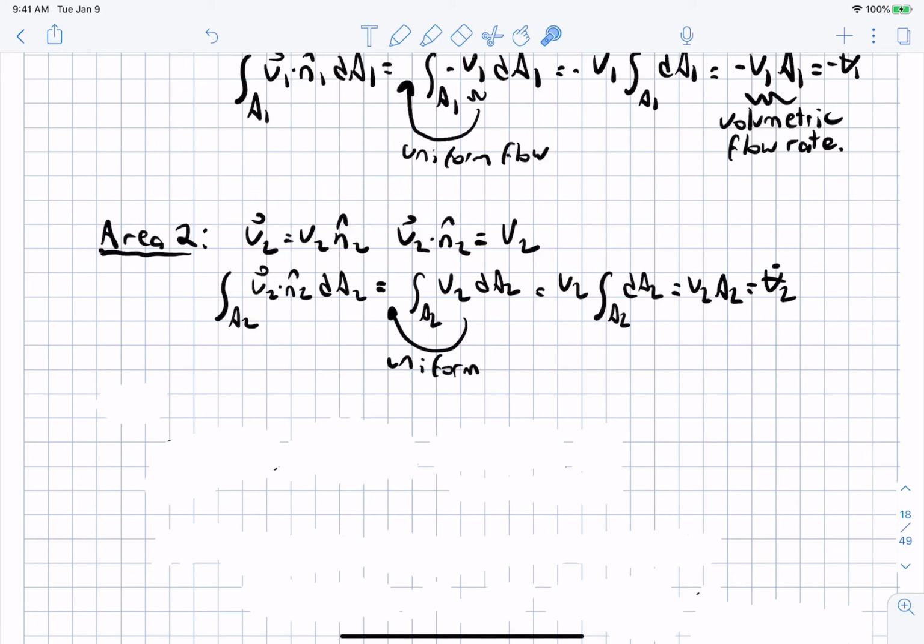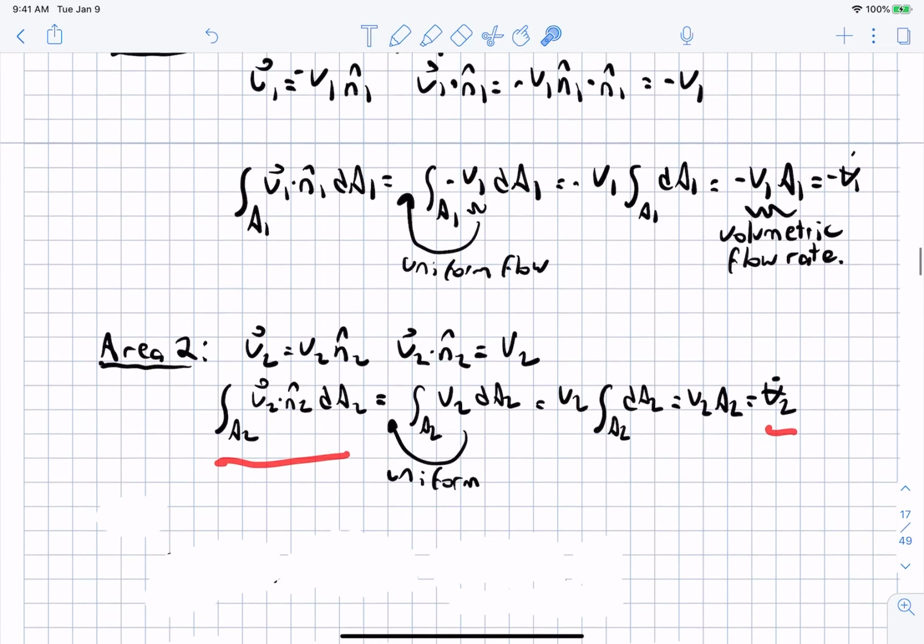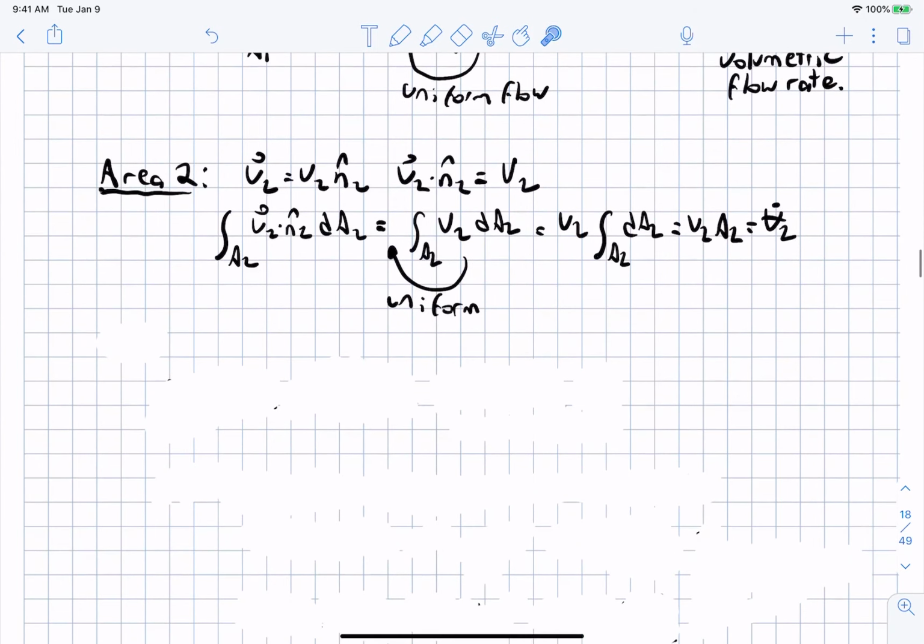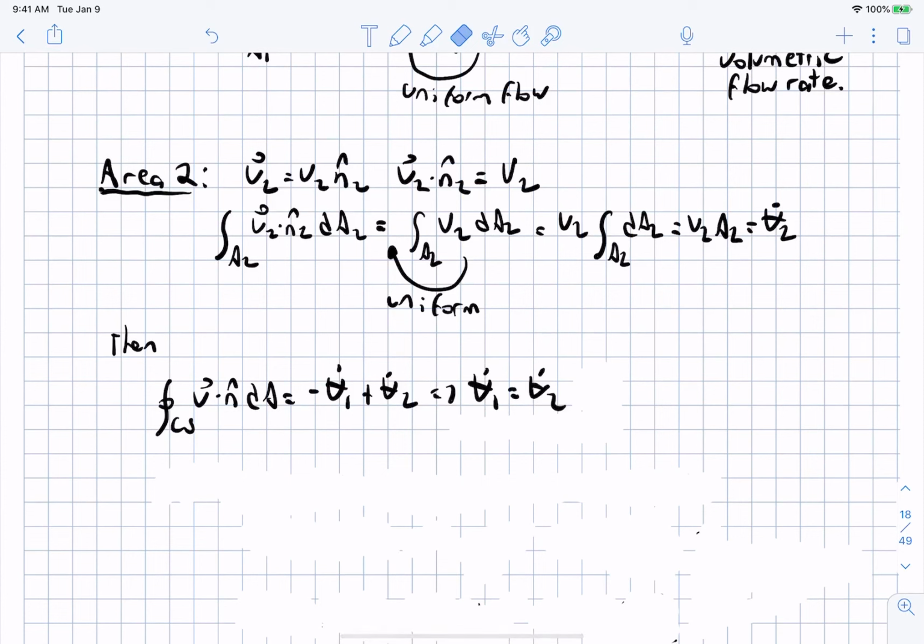So now we have that this nasty integral here just turns into the volumetric flow rate. This nasty integral here just turns into the negative of the volumetric flow rate. And so now we can piece together the surface integral over the entirety of the surface. This winds up being minus V dot 1 plus V dot 2. And this gives us that V dot 1 is equal to V dot 2, and that's equal to the volumetric flow rate. Okay? So now we know that V dot 2 is equal to v2 A2, and we can just use this expression here to solve for v2.